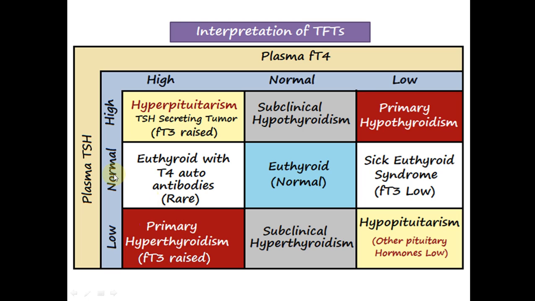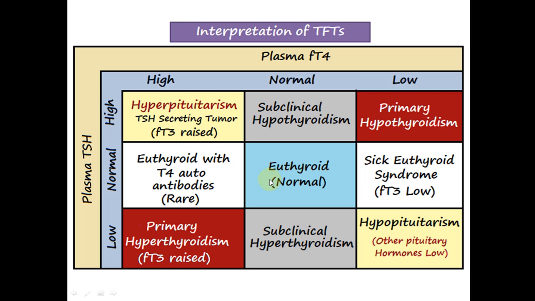If we have normal TSH and if we have normal free T4, this means that the patient is normal. There is no oversecretion or undersecretion of the thyroid hormones, and as a result of TSH, this patient is euthyroid, normal thyroid.